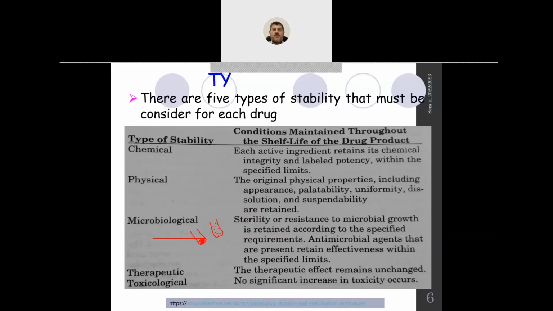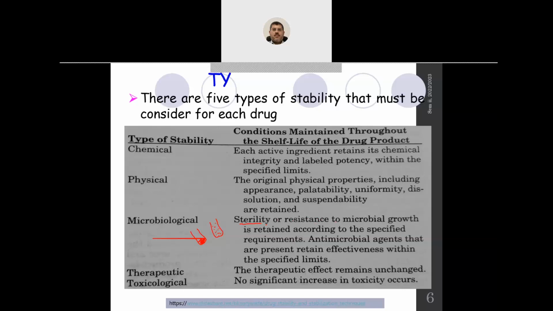Microbiological stability means that there will be sterility or resistance to microbial growth. It is retained according to the specified requirements. So based on your product, it is sterile or non-sterile. So for sterile dosage forms, we are talking about sterility should be maintained. Sterility means that when you make a culture, you have zero growth, no bacteria at all.